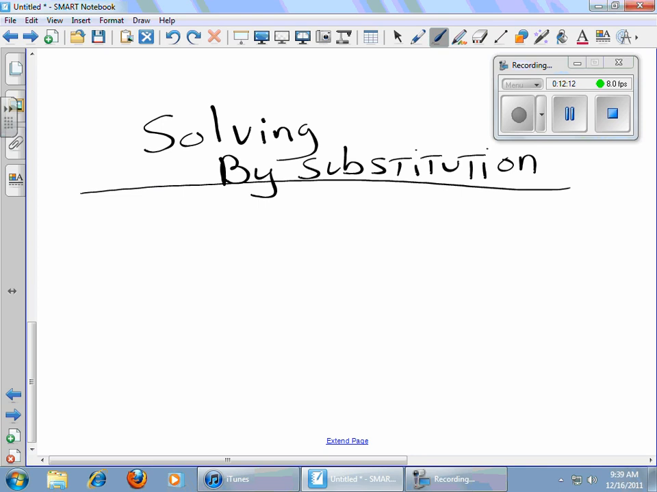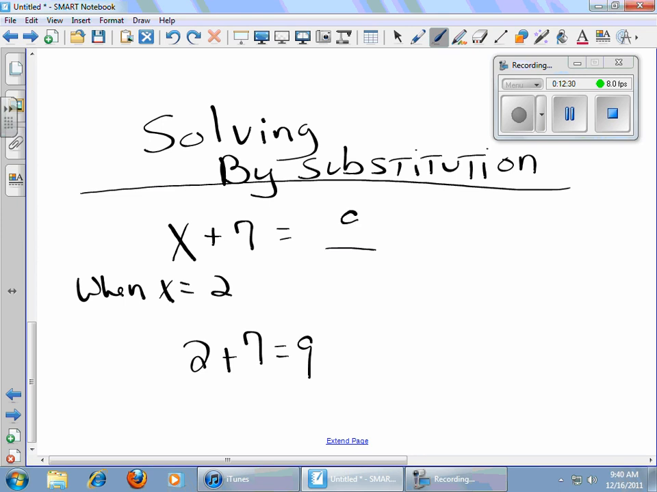For example, if I gave you this equation, x plus 7 equals blank, tell me what that is when x equals 2. Well, you'd say, okay, this is going to be 2 plus 7, and that, of course, will equal 9, right? What you did was you substituted 2 in x's place because x and 2 have equal value, so they can be put in each other's places.